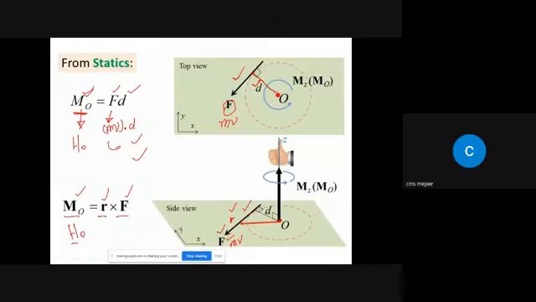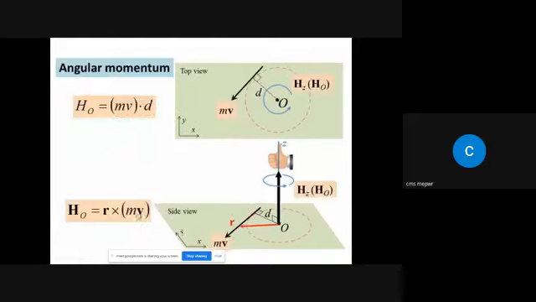H_O means angular momentum about point O, and in vector form, that will be the cross product of vector r cross, instead of F, we will be having momentum. So this is basically the angular momentum in vector form.